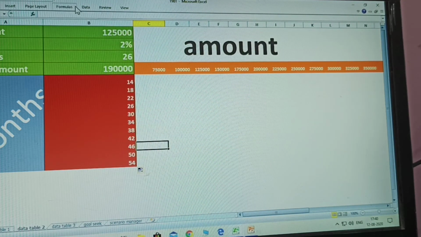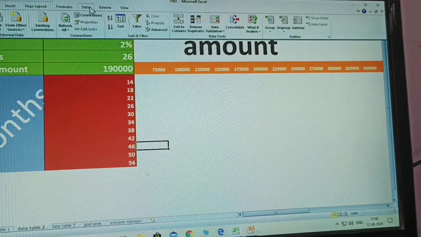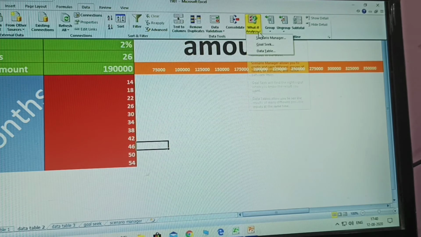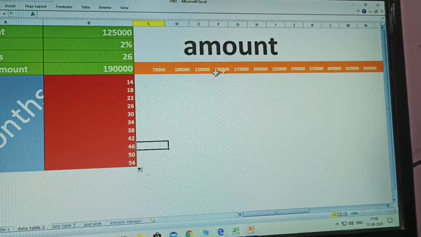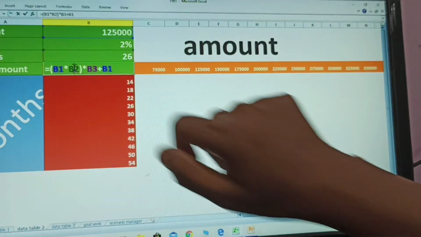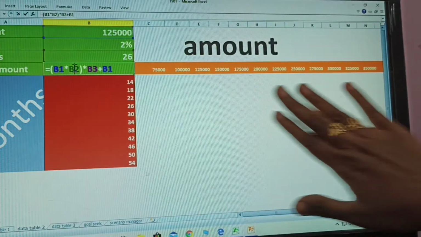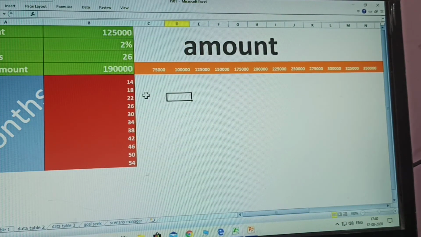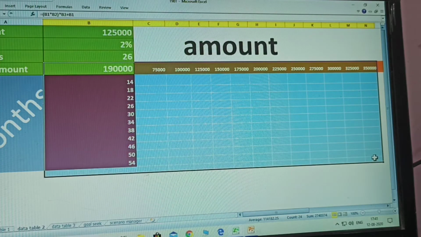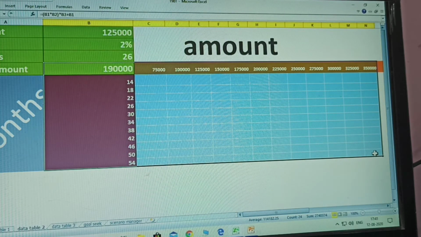Now click the Data menu. There, click What-If Analysis. Before this, in the financial amount cell, one formula is already given. The same formula applies to all. I am not entering the formula again. Now it is selected correctly, one not up, one not down, correctly selected.